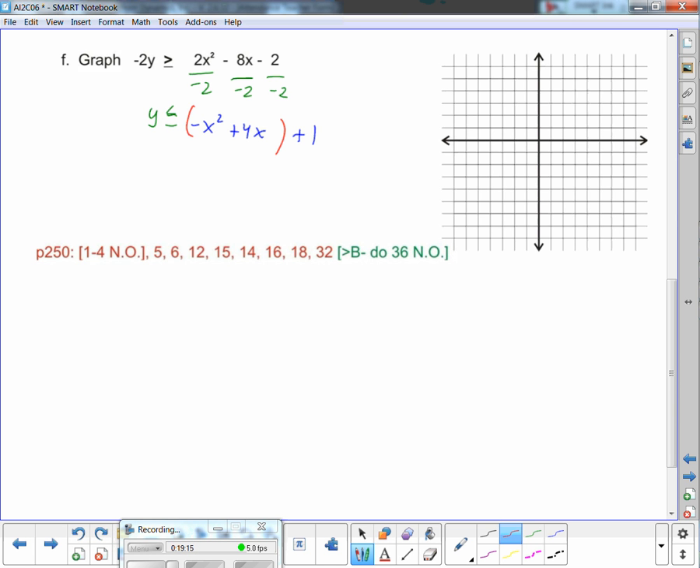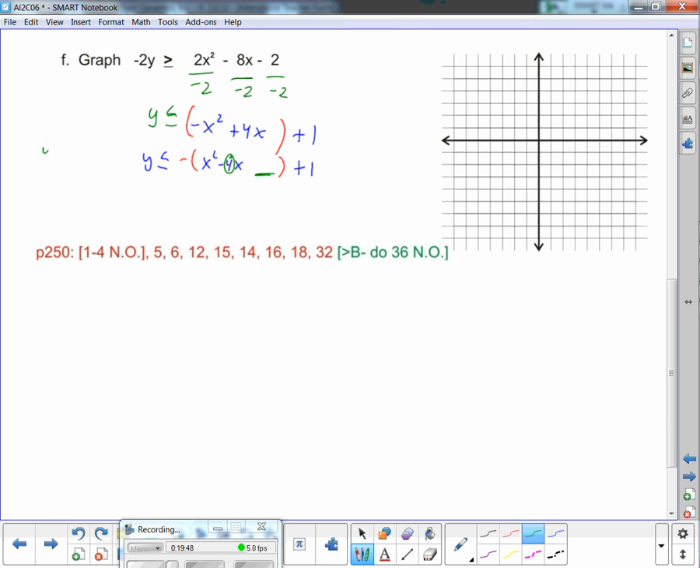I want to factor out the negative. Do you agree? We want that lead term to be positive. So I'm at y less than or equal to negative the quantity x squared minus 4x. I still have the plus 1 outside. Completing this square, all right, somebody tell me what to put inside. What value goes right here? Josh? +4.